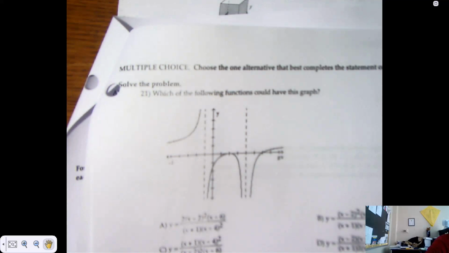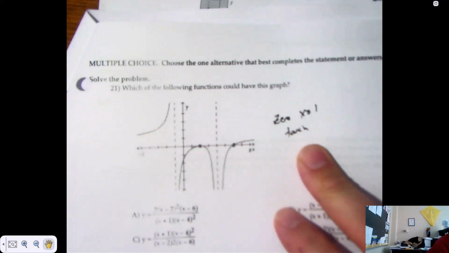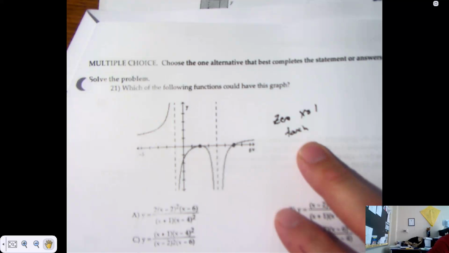Which of the following functions could have this graph? It's kind of like the homework problem that we did. This thing has two zeros. It has a 0 at x equals 1, and that's a touch, which we talked about when we went over the homework. How many times does that thing happen? At least twice.